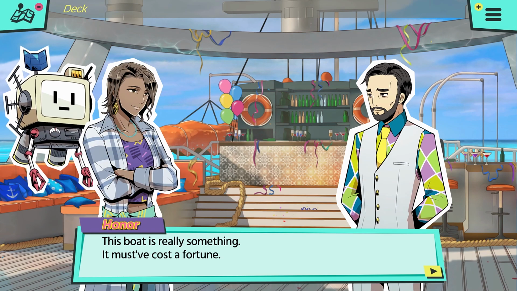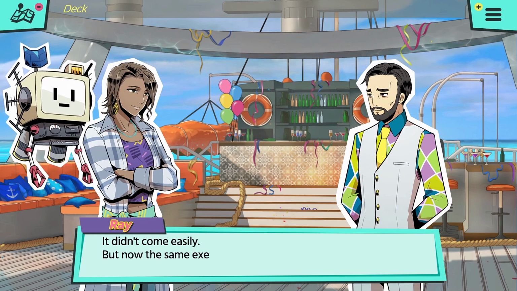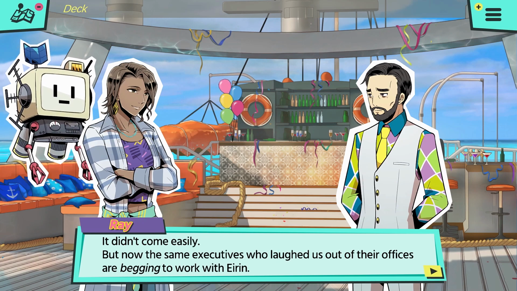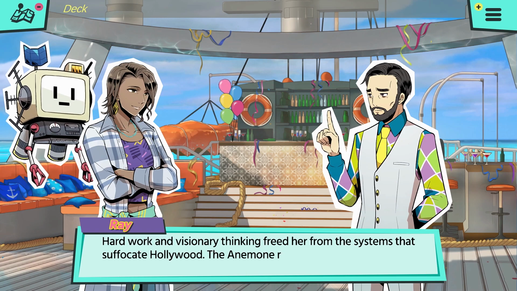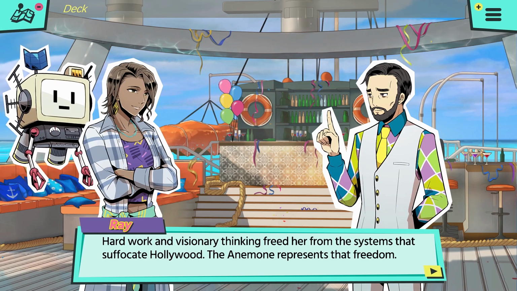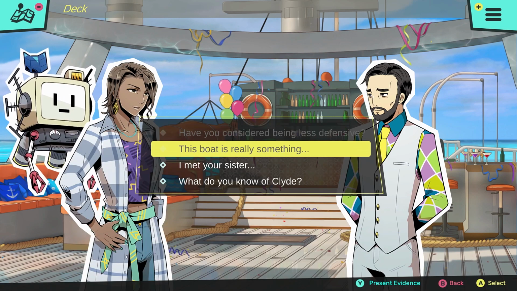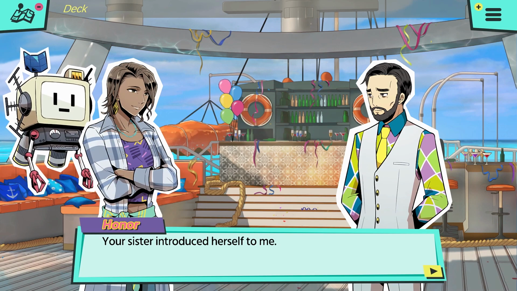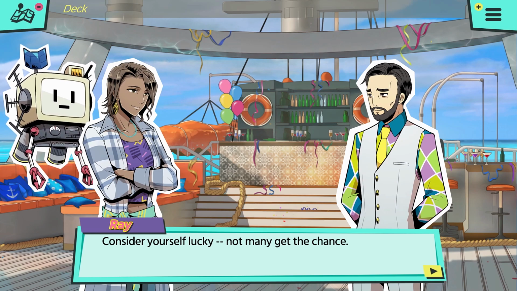His boat is really something. It must have cost a fortune. It didn't come easily, but now the same executives who laughed us out of their offices are begging to work with Aaron. Hard work and visionary thinking freed her from the systems that suffocate Hollywood. The enemy represents that freedom. Your sister introduced herself to me. Consider yourself lucky. Not many get the chance.